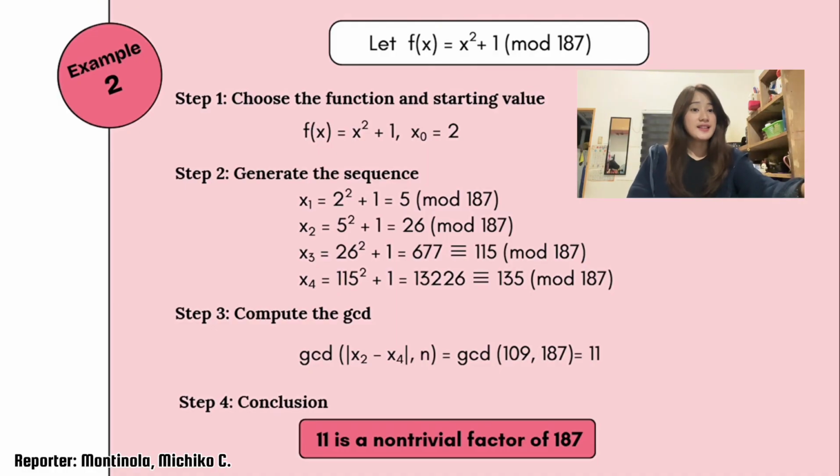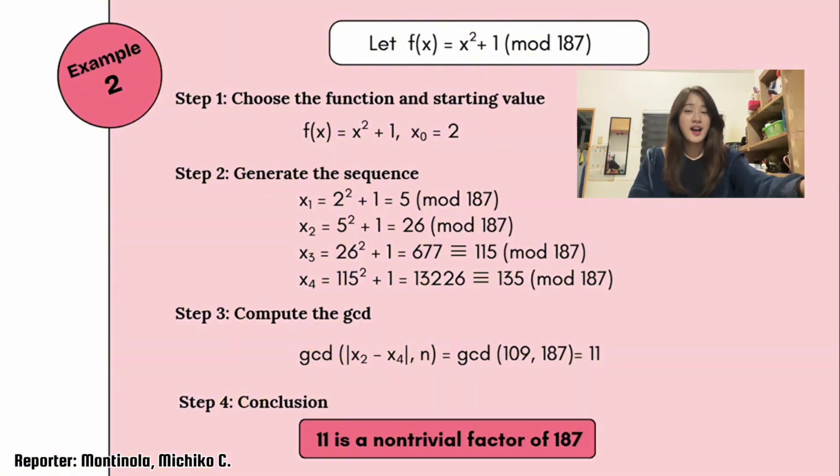Now, after completing the sequence, we can compute again the GCD. Our GCD will be equal to the absolute value of the difference of x sub 2 minus x sub 4, and that will be equal to 109. And our modulo n, of course, is 187. And the GCD of 109 and 187 will be equal to 11. And therefore, we can conclude that 11 is a non-trivial factor of 187.